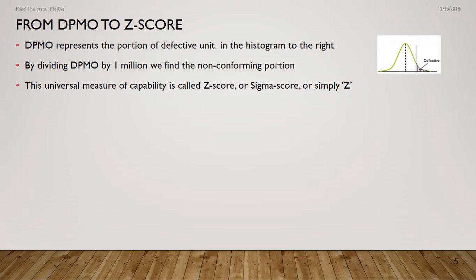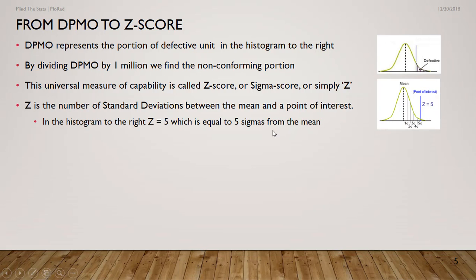The universal measure of capability is called z-score or sigma score, or simply z or z value. So in this example that we have here on the right, z, first of all, is the number of standard deviations between the mean and a point of interest. Usually the point of interest is either the upper limit or lower limit of the specifications. In this histogram, the point of interest is exactly at 5 sigma, which means that z is equal to 5, because there are 5 sigmas from the mean to that point of interest.